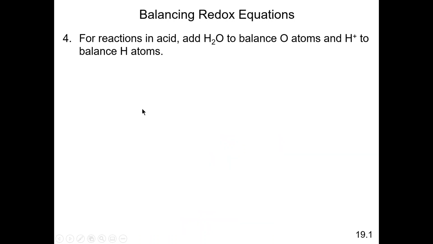The next step is that for reactions in acid, you're going to add water to balance the oxygens, and you're going to add H plus ions to balance the hydrogen atoms, all right? So in this case here, you have 7 oxygen atoms on the left, right? So we need to add 7 water molecules to the right, because by adding 7 water molecules, you're adding 7 oxygen atoms on the right, which balances with the 7 oxygen atoms on the left. In the case of the other half reaction, there's nothing needed to be done because there's no oxygens present.